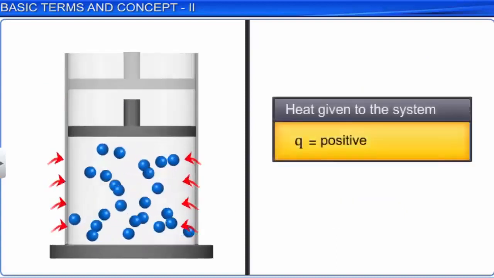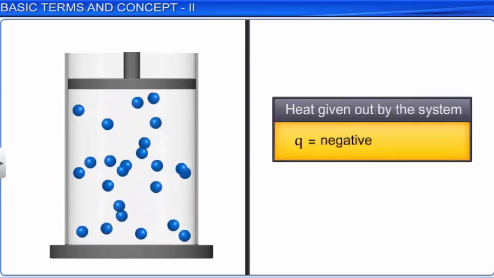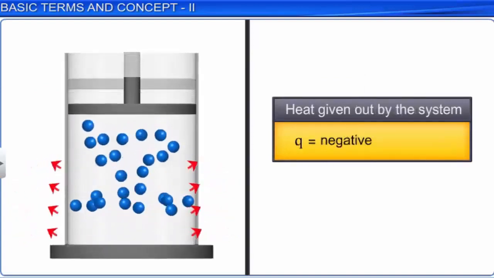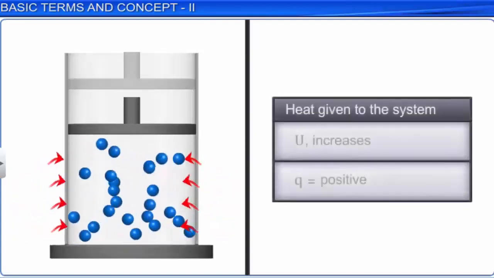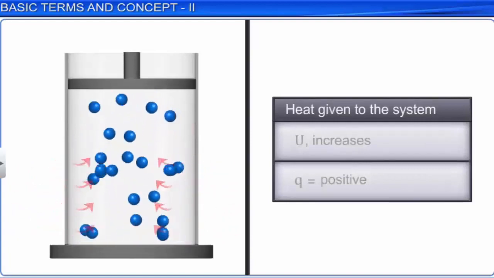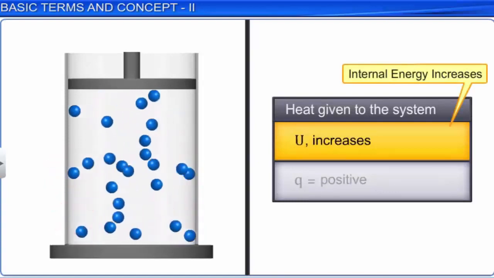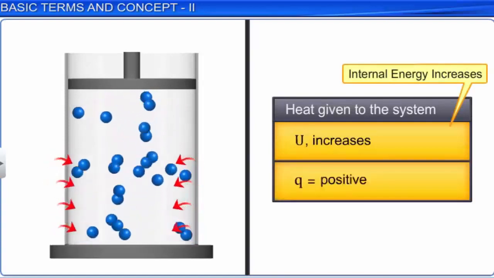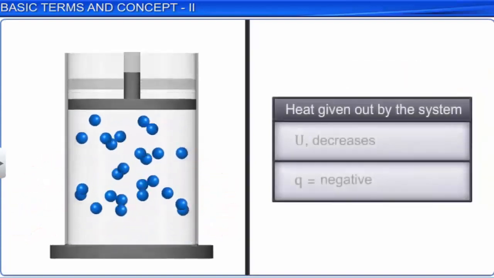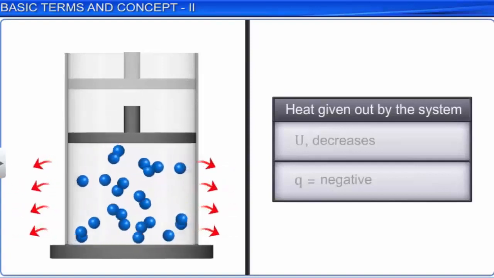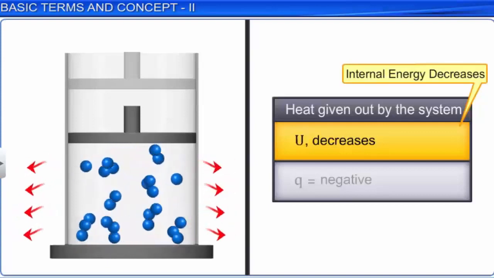Q is positive if heat transfers from the surroundings to the system, and negative if heat transfers from the system to the surroundings. If heat transfers from the surroundings to the system, then internal energy increases, and hence Q is considered as positive. On the other hand, if heat transfer takes place from the system to the surroundings, then internal energy decreases. That is, Q is negative.